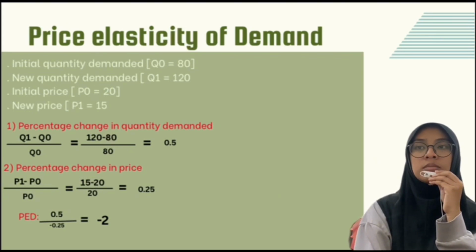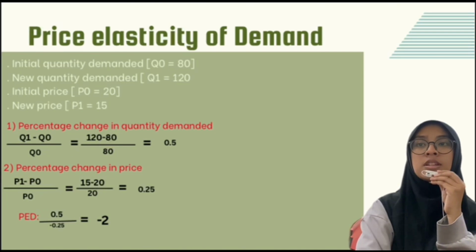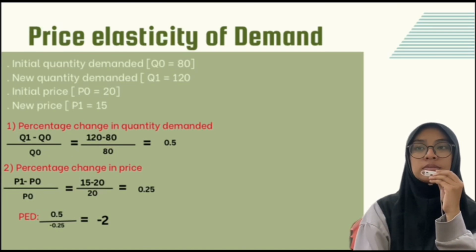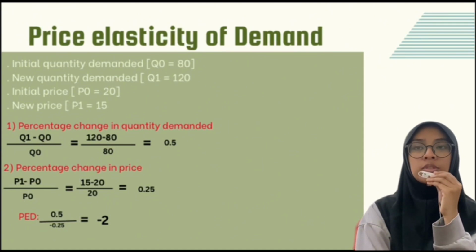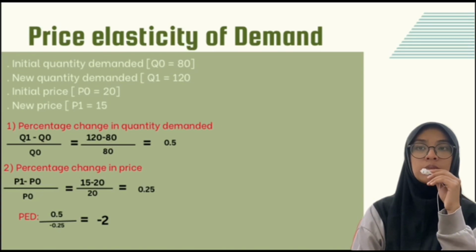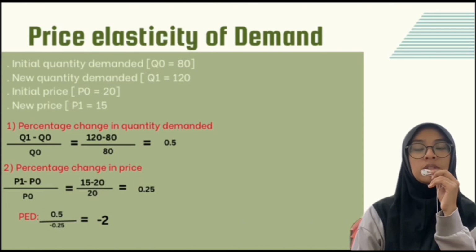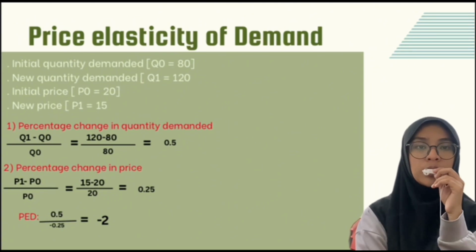So the first answer is percentage change in quantity demanded, Q1 minus Q0 divided by Q0. So replace the Q1 and Q0 with 120 minus 80 divided by 80 equals 0.5. So the second one, percentage change in price, P1 minus P0 divided by P0, and replace the P1 and P0 with 15 minus 20 divided by 20.